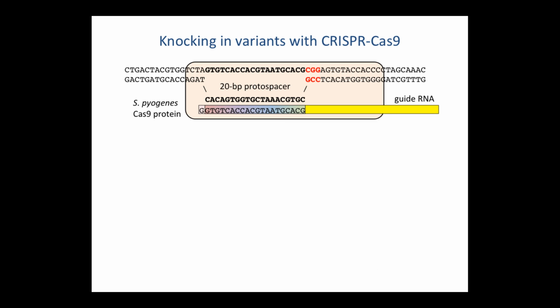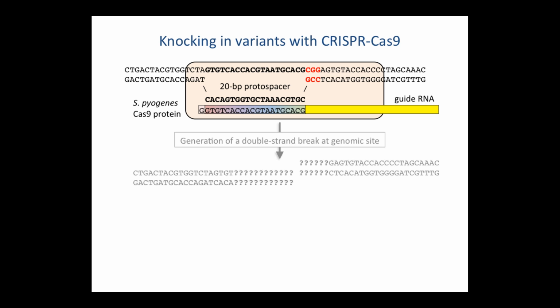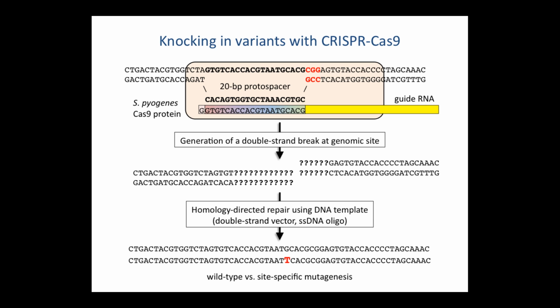Let's say you instead want to knock in a mutation. Again, you design your guide RNA to match the desired site in the genome and introduce a double-strand break. The other way the cell can repair the break is homology-directed repair. Along with Cas9 and the guide RNA, you provide a double-strand DNA vector or a single-strand DNA oligonucleotide containing your mutation, along with homology arms, to serve as the repair template. At some frequency, the cell will incorporate the mutation into the genome. Again, no antibiotic selection or any other tricks are needed.